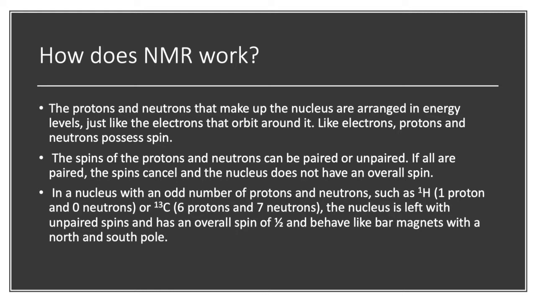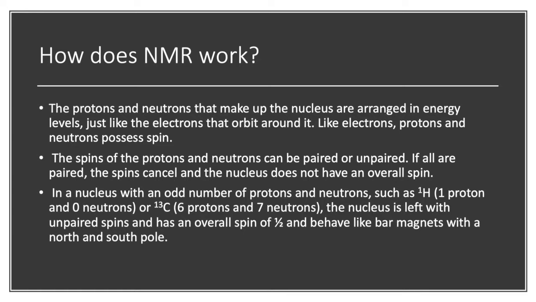Well, it's all about the nucleus for NMR, hence the name nuclear magnetic resonance. The protons and neutrons are arranged in energy levels, just like the electrons are. We've looked at the orbit around it. And they also possess a property called spin. The spins of protons and neutrons can be paired or unpaired, and if they're all paired, they cancel out and the nucleus doesn't have an overall spin.